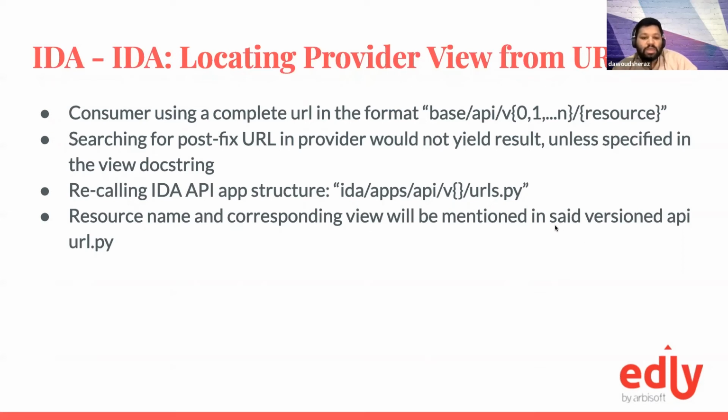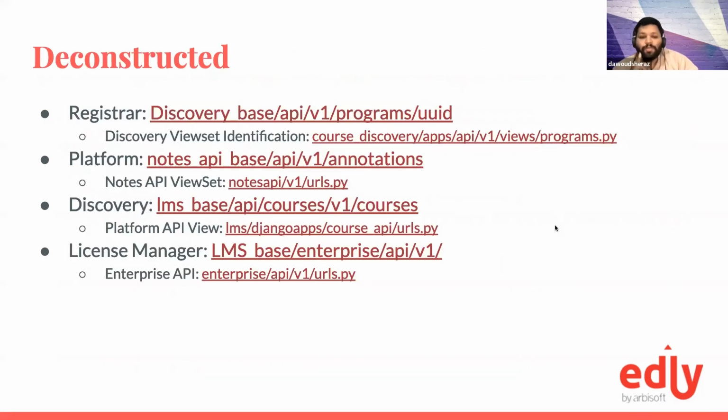Next, we'll see some linked examples where we have, like we mentioned, in the registrar, a program fetch endpoint. So in registrar, the URL is the complete discovery/api/v1/programs, but in discovery, we'll search /programs.